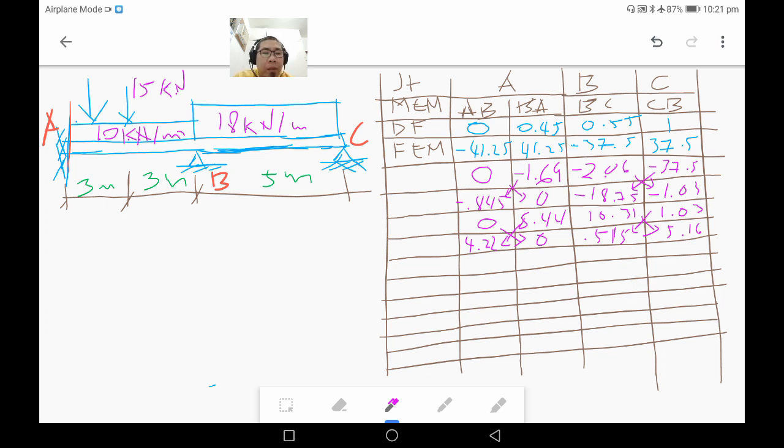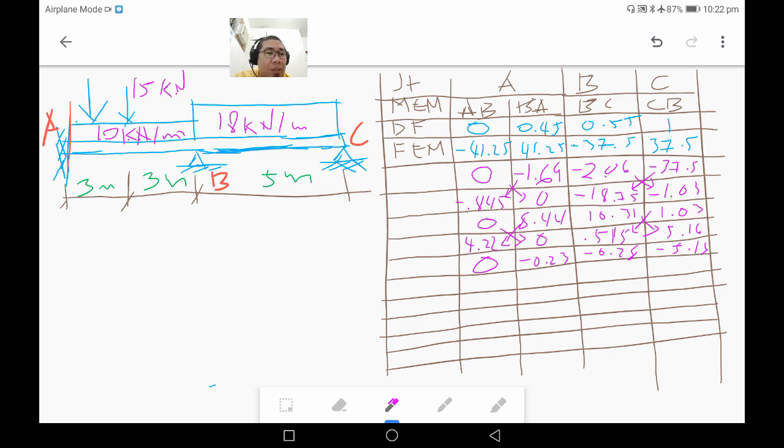And then, yung 0.515, may imbalance ulit siya, no? 0.515 times 0.45 is 0.23, no? Negative. So, ito kasi, 0 and 0.515, ang imbalance niya is negative 0.515, no? Para maging 0. So, times mo yon sa 0.45, that is negative 0.23. At pag tinimes mo naman sa 0.55, that is negative 0.28. Ito, babaliktarin mo lang to, magiging negative 5.16. And of course, this is 0.